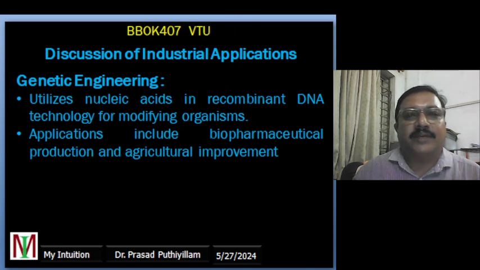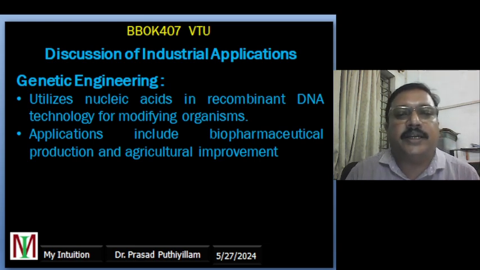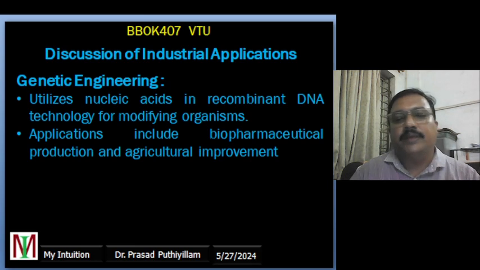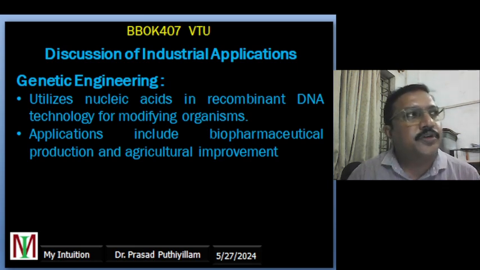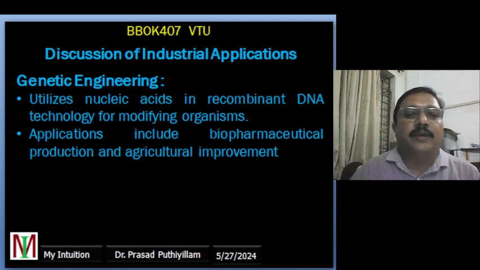Okay, I just jumped. Genetic engineering was missing. So genetic engineering is one of the main industrial applications. Nucleic acids are used in genetic engineering techniques such as recombinant DNA technology, which is used to modify organisms for various purposes, which include biopharmaceutical production, agriculture, environmental remediation, etc.